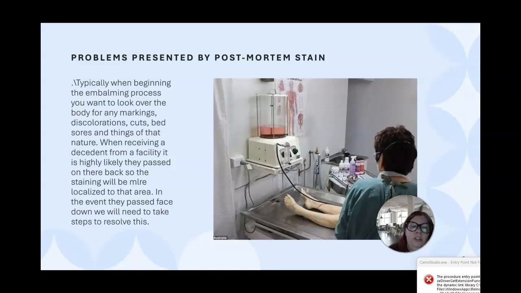While doing so, you're going to notice that for most people that passed away in a facility, they're usually going to have this staining on their back, which for us doesn't really create an issue because when they're being seen by their families, they're going to be clothed. Whereas if somebody passed away and they were face down, they may have a lot of swelling and discoloration of the face. So take that into consideration when you're looking.